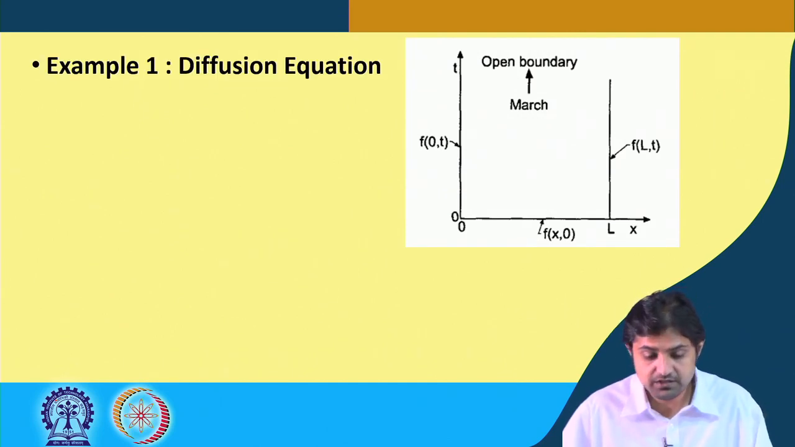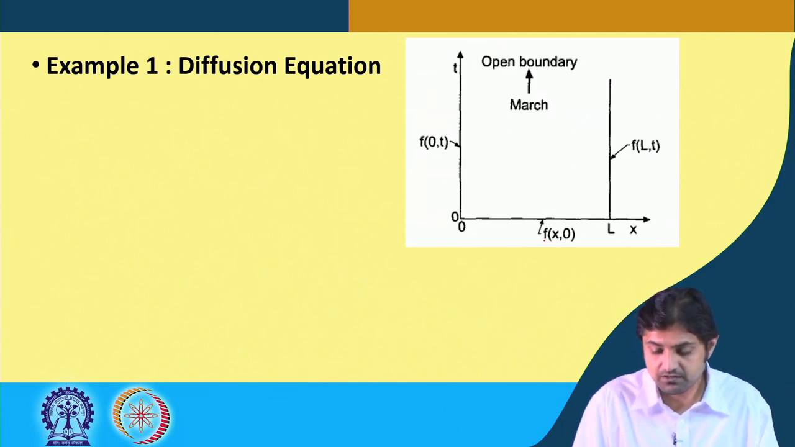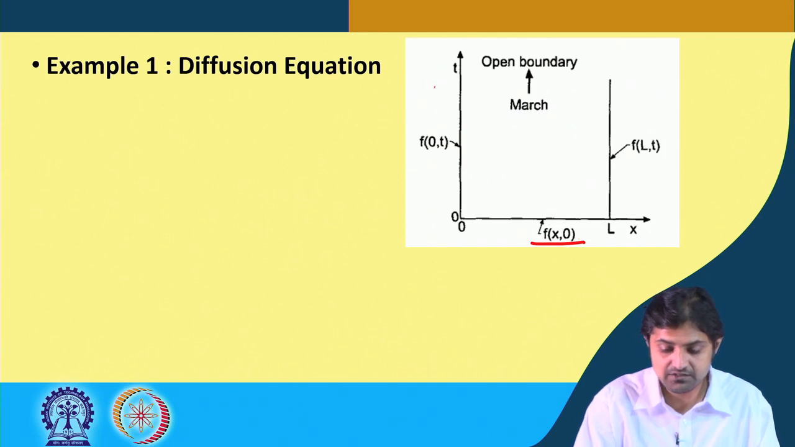Example 1 here is the diffusion equation. You see this is an open boundary and we have to march forward; this is in x and this is in time t.